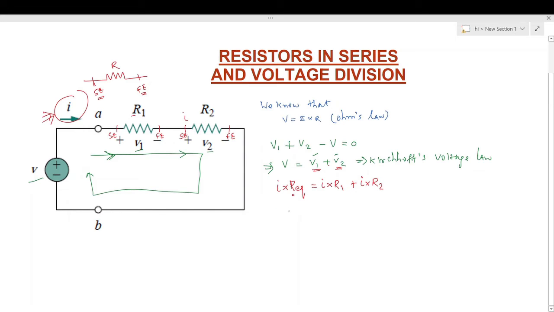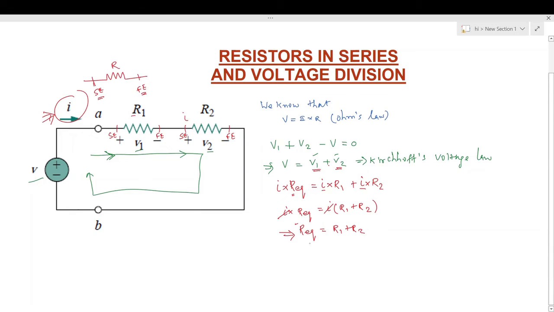Now for the simplification, I into R equivalent, we will write this term as it was. Next, on the right hand side we will take out the common term, that is I, and remaining will be R1 plus R2. Now cancel out this I term which is equal on both sides. So the remaining will be R equivalent, which is equal to R1 plus R2. From this equation, we can come to a conclusion that the summation of individual resistance values will give the equivalent resistance of the series circuit.